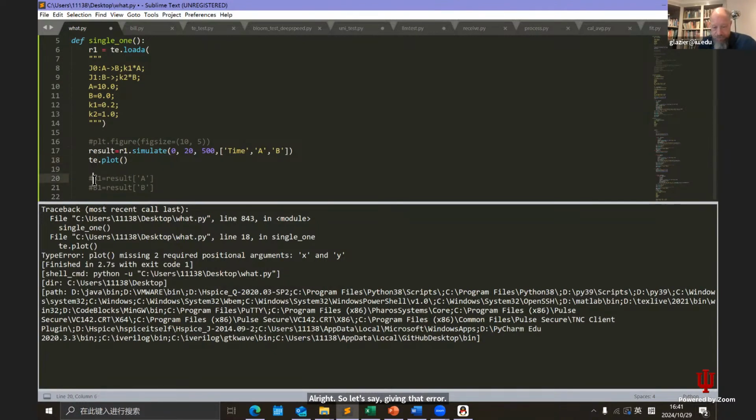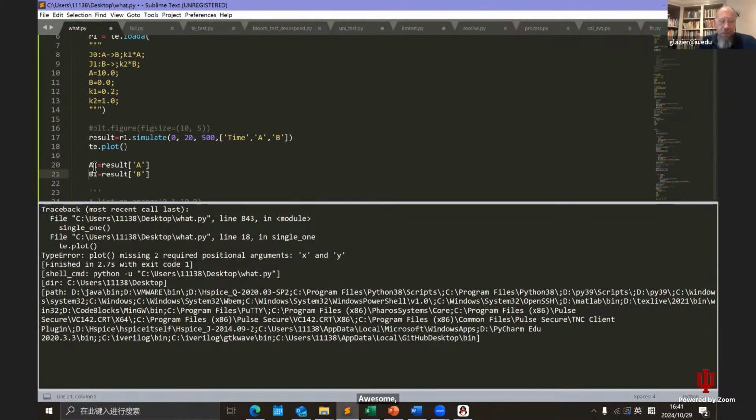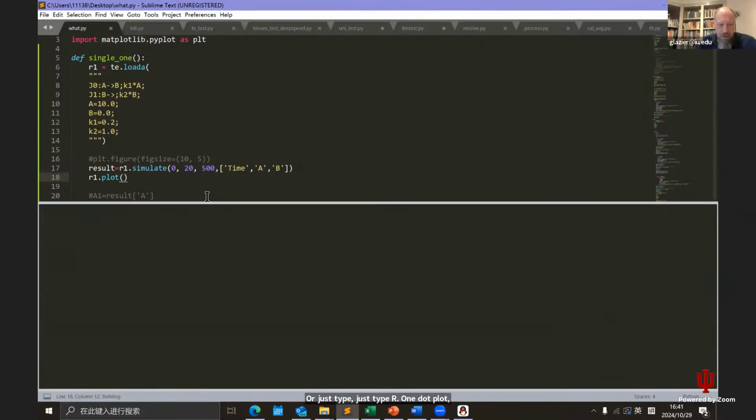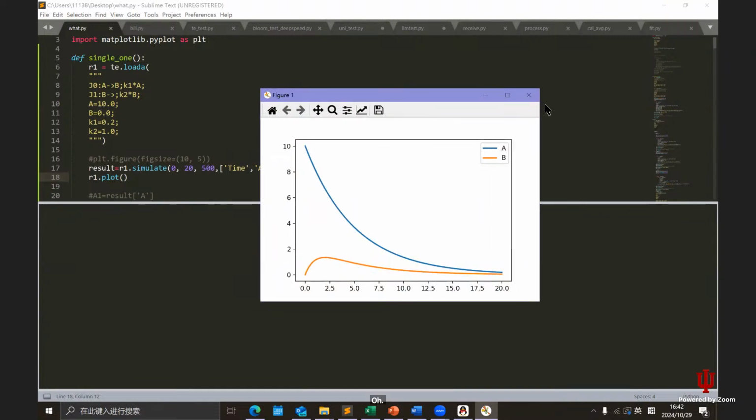Let me look. I can plot it using, oh, sorry. I said t dot plot, and that's wrong. It'll be t dot plot array. It's just r1 dot plot, as you were typing it. Or just type r1 dot plot. Yeah, there you go. Just plot. That's it. Sorry about that.